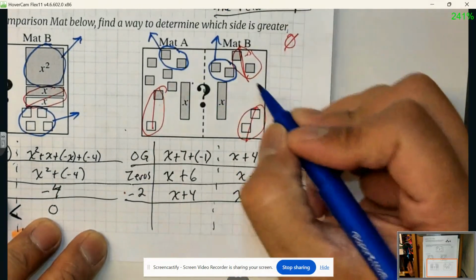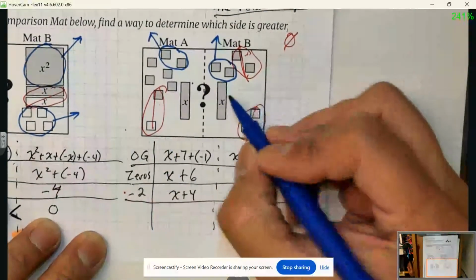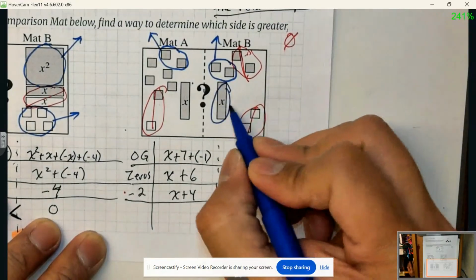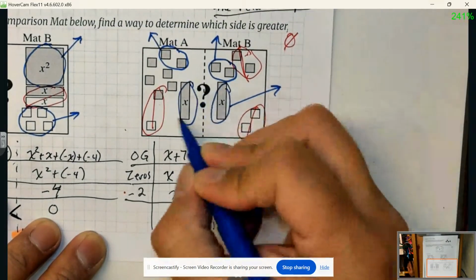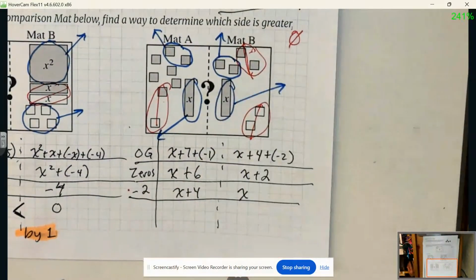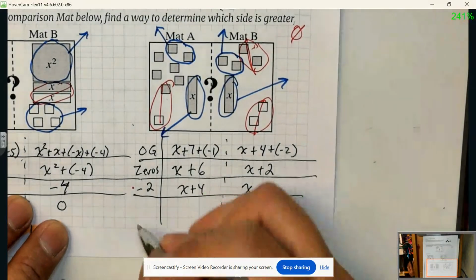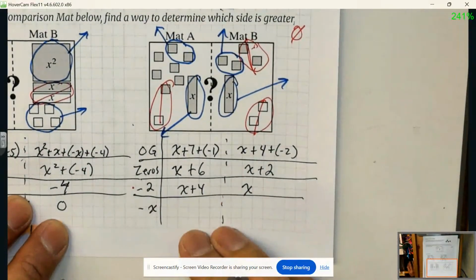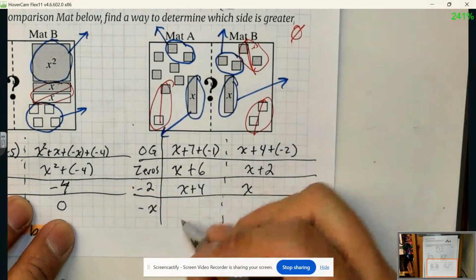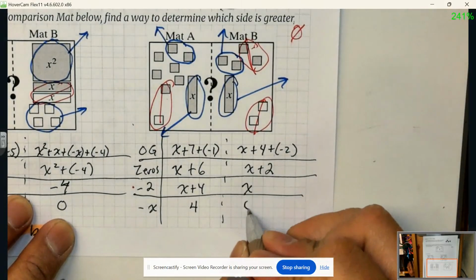So I took away another set of matching sets. I can take away the x, and I can take away the x. Notice the action symbol is different from the zero pair. So what that leaves me with is, when I take away x, I now have 4 on the left side, and I have 0 on the right side.